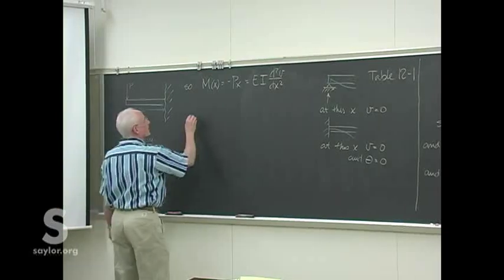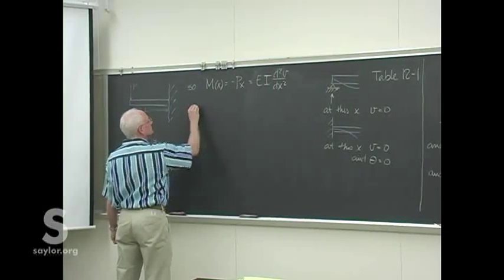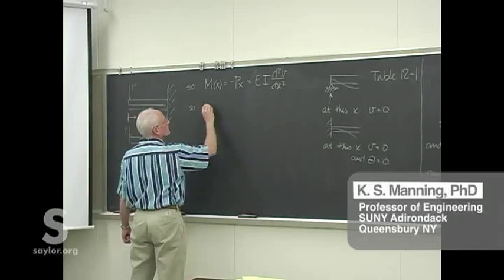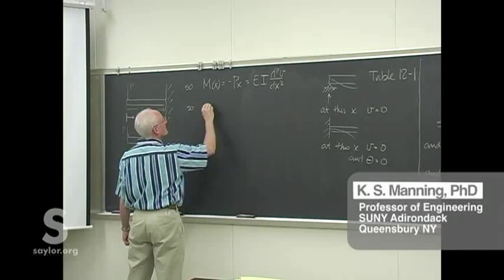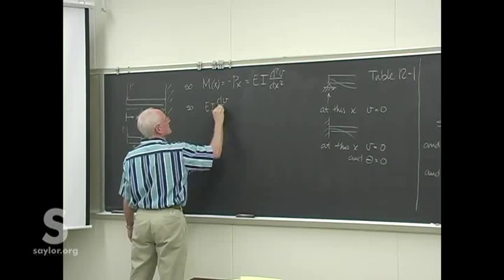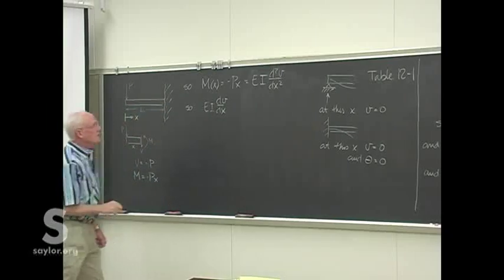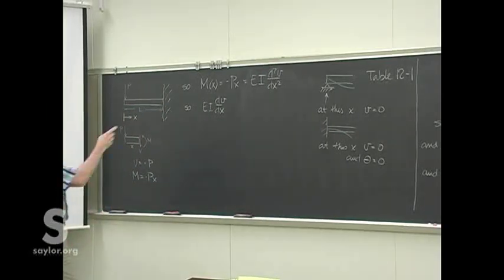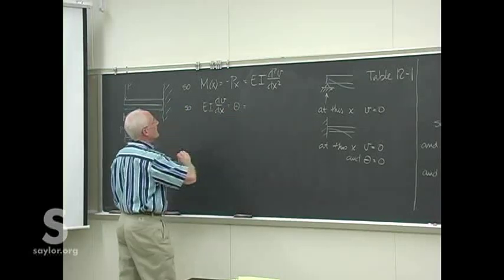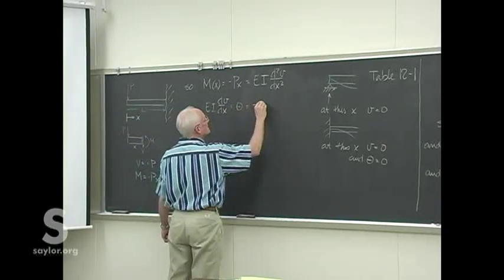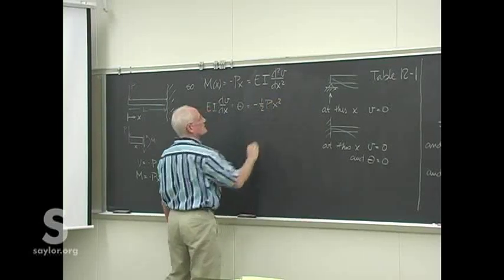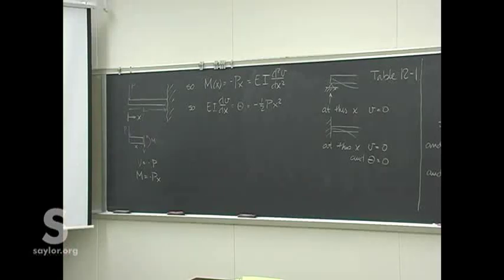So we can now integrate. So we'll integrate through here. EI dv/dx, which is one integration, is theta, the slope, and that is minus 1/2 Px squared. Is that right?